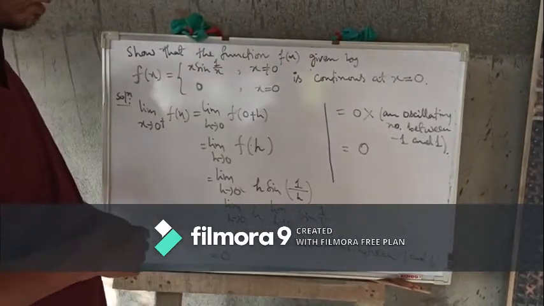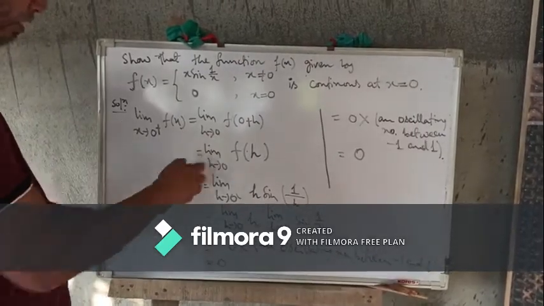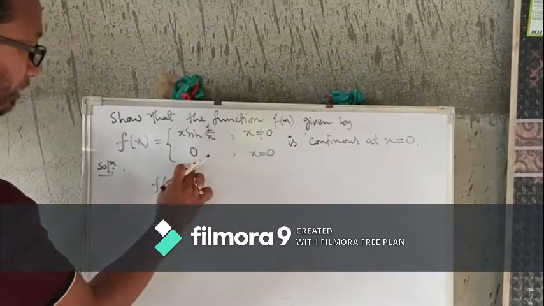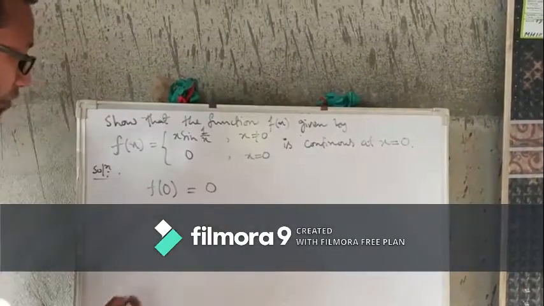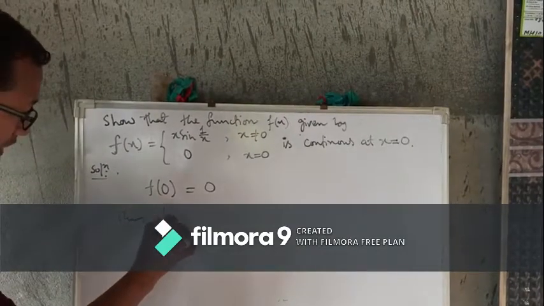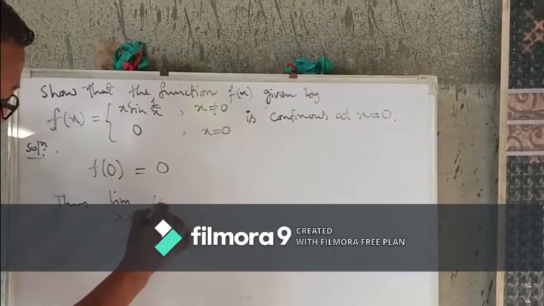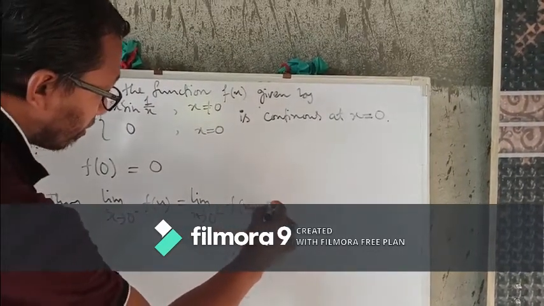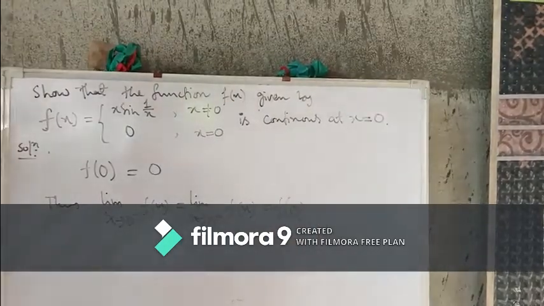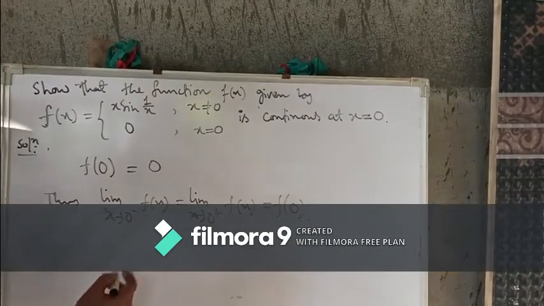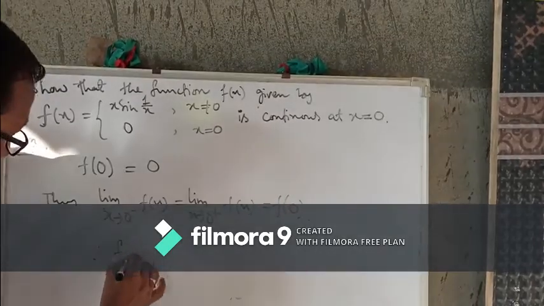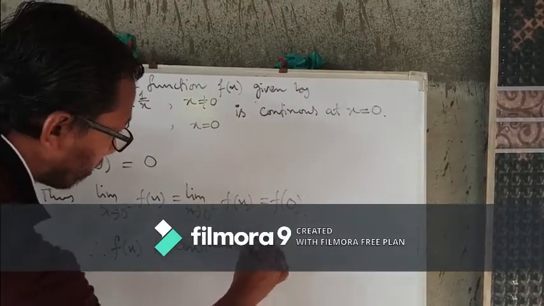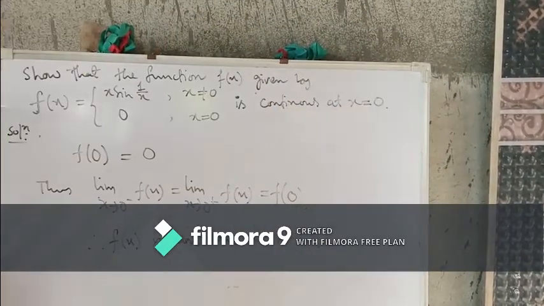Now let us check whether f of 0 is equal to them or not. Now f of 0, as we have seen, x equal to 0 means 0. So f of 0 is equal to 0. Thus we got limit x tends to 0 minus f(x) is equal to limit x tends to 0 plus f(x) is equal to f of 0. That means the function f(x) is continuous at the particular point x equal to 0. Therefore f(x) is continuous at x equal to 0.